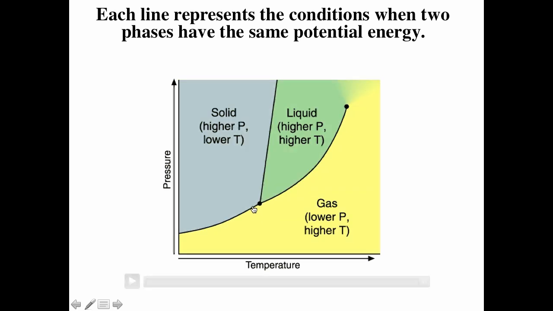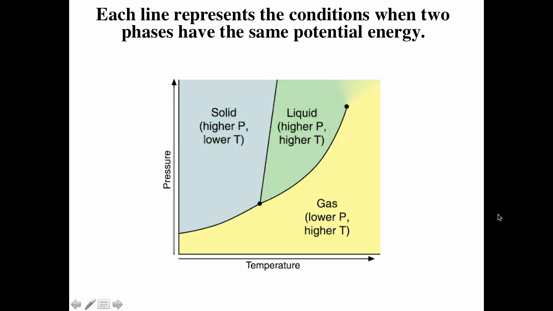And so, again, each region tells you what is the most stable phase. The lines indicate that the two phases are equally stable. And so this line says that on this line, the liquid and the gas are equally stable, have the same energy. On this line, the solid and the liquid have the same energy. And on this line, the solid and the gas are equally stable and have the same energy.